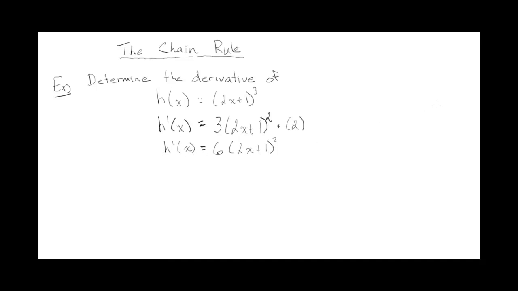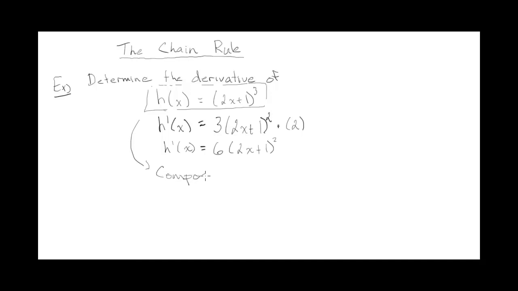But the power of a function rule is not really a rule on its own. It is really just a special case of what we call the chain rule. So let's look at this function h of x. We call it a power of a function, but we could also think of this as a composite function.